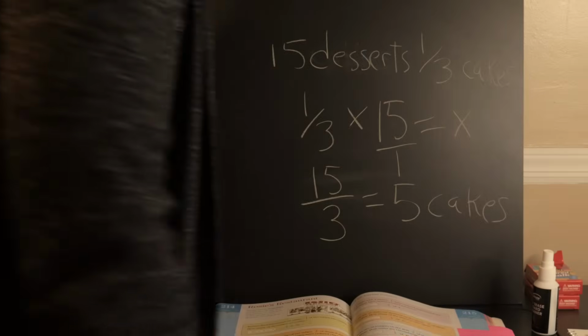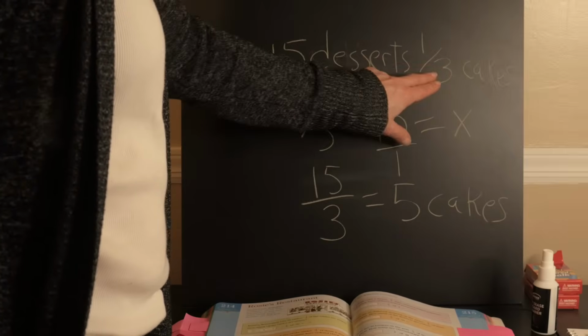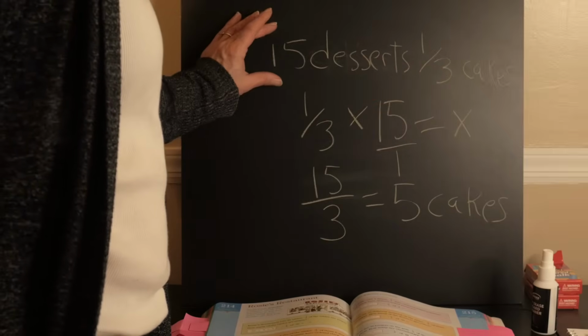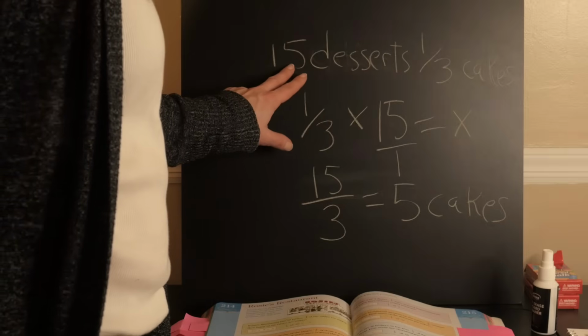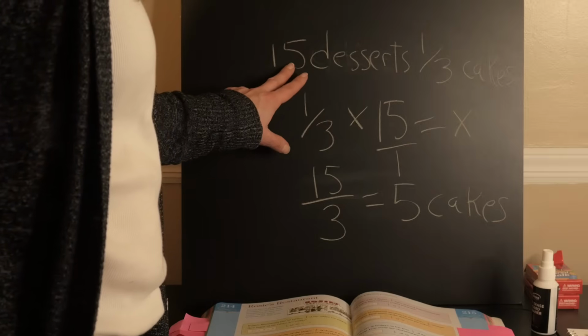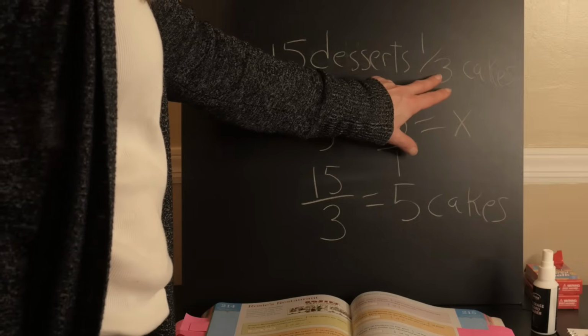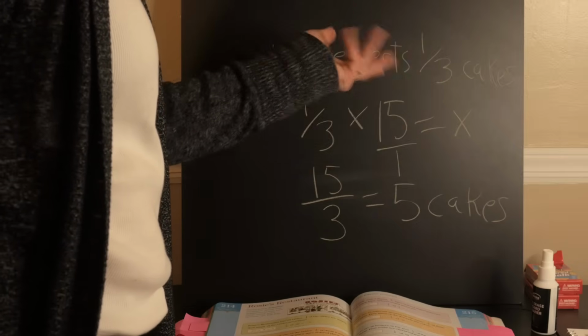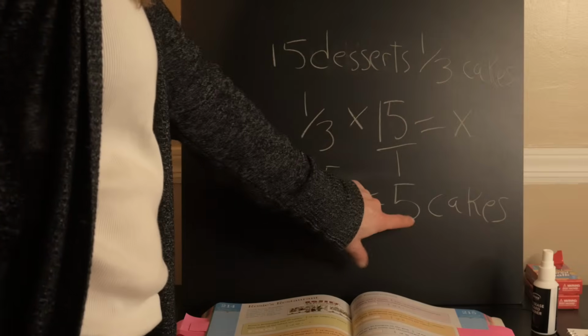Very good. So that makes sense. If we want 1/3 of our whole, which is 15, we basically divide the whole amount by the amount that it is divided up into, which is 3. So 15 divided by 3 is 5. Okay? Alright, very good.